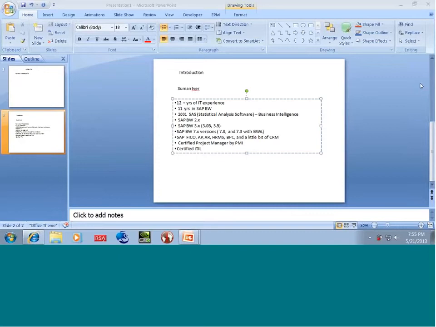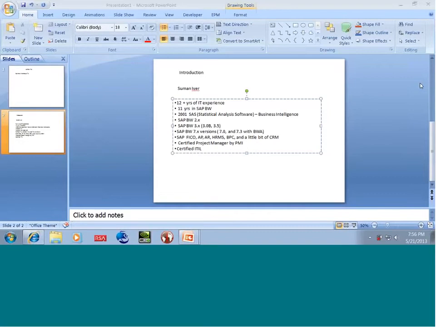Hi, myself Santosh. I have a total of 9 years of experience, and I worked on Business Objects from version 5 to version 6. Currently I'm working on XI R3 as well. I have experience on Excel, PL/SQL, Oracle DBA, and a few of the ETL tools as well.